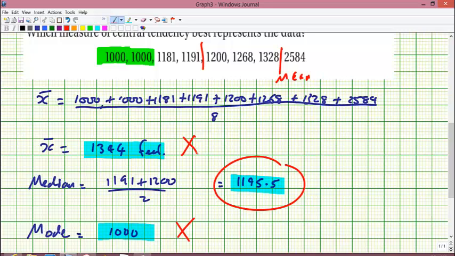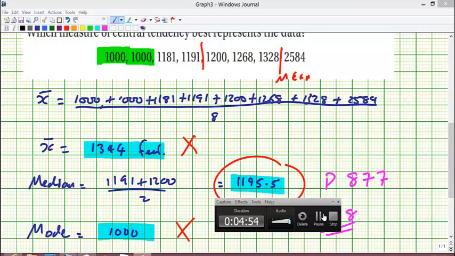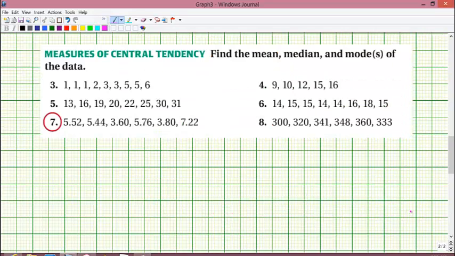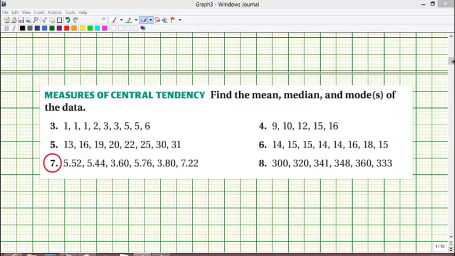Anyway, I think we just need to practice calculating mean, medians and modes. So we're going to do that on page 877. There are problems 3 through 8. Just spend 5, 6, 7 minutes doing these. And there we are. Okay, great.